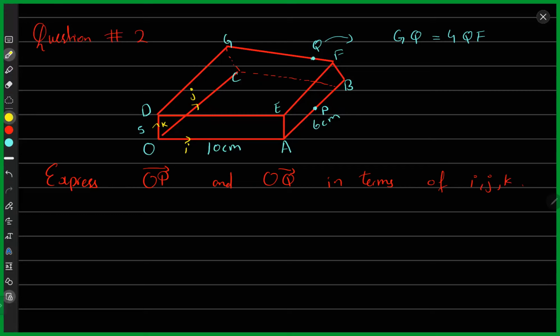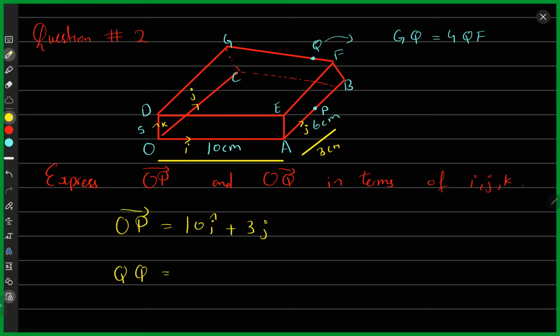It's OP. So for OP, this is O. I'll go 10 units in the I direction and then halfway for AB, so that would be 3 centimeters, and this is going to be J. So for OP, I can write it as 10 units in the I direction and then 3 units in the J direction, because P was the midpoint of AB and the entire AB was 6. So for AP, it would be 3 only.